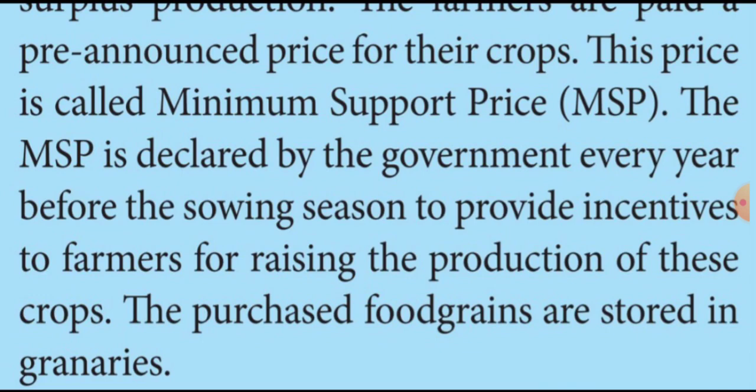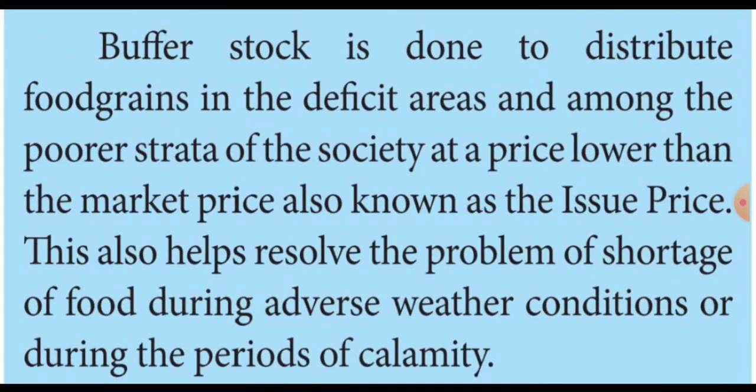Then the buffer stock is used to distribute grains to the poorer areas at a price lower than the market price. That particular stock, stored in granaries, is distributed to the poorer areas at a price lower than the market price. This price is known as the issue price.